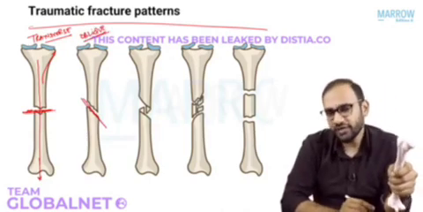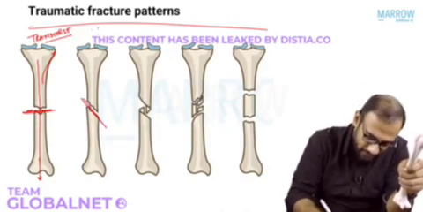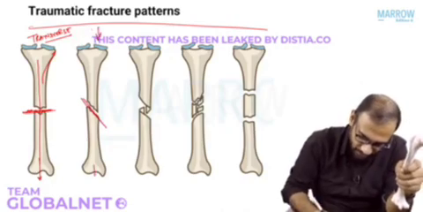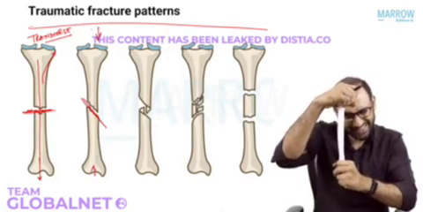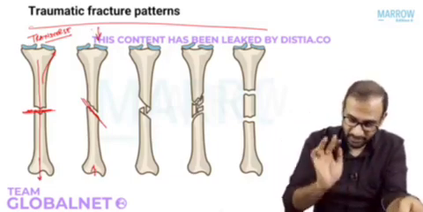Oblique fracture. Now, oblique fracture, what is the mechanism? Oblique fracture mechanism is compression force. There is something compressing from the proximal as well as distal end. Something compressing like this, the bone will crack in an oblique fashion. Everything is there. Just listen.